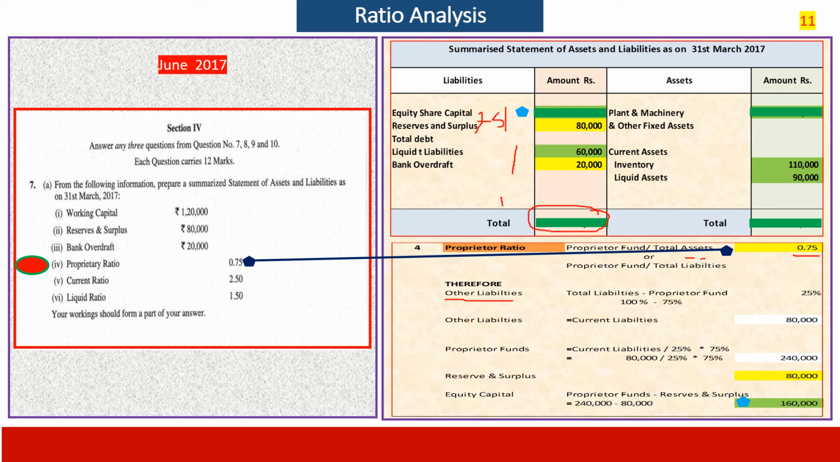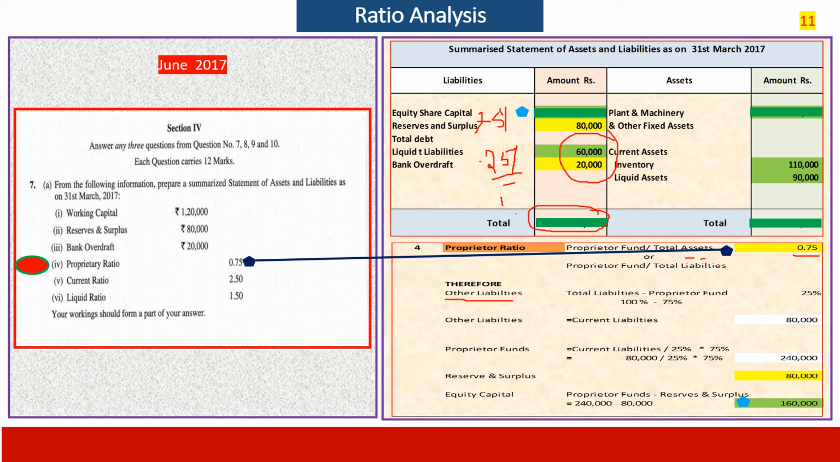What it says, this is 0.75. If this is equal to 1, then your other liabilities become 0.25. 80,000 becomes 0.25. It is easy for us. If 25% is 80,000, the full amount is 3,20,000. This is exactly what we are doing here.